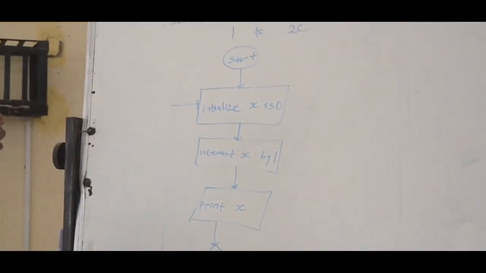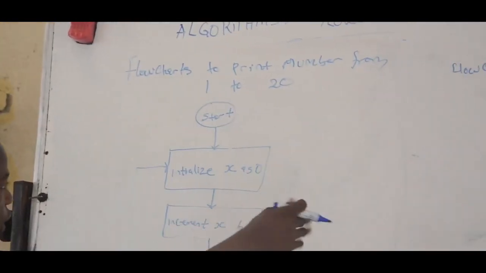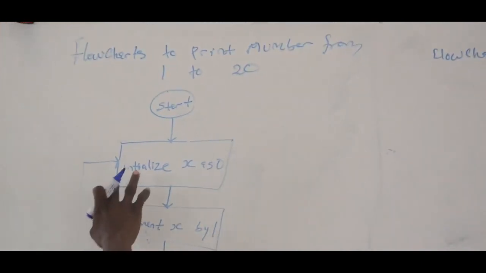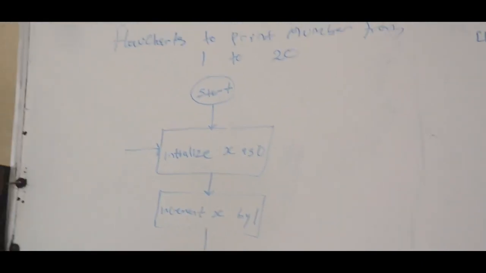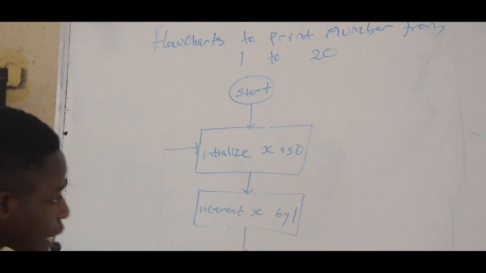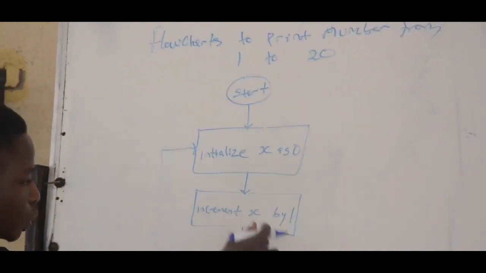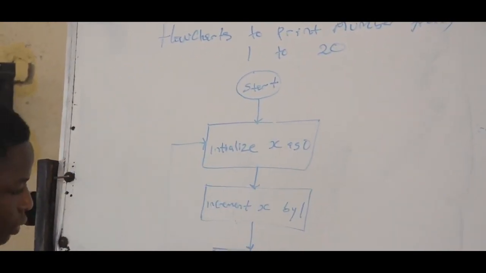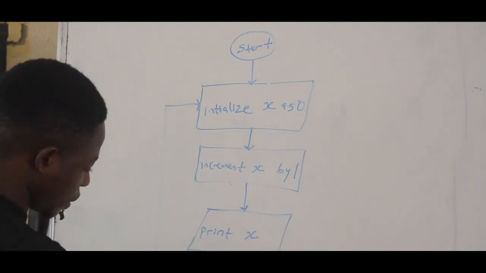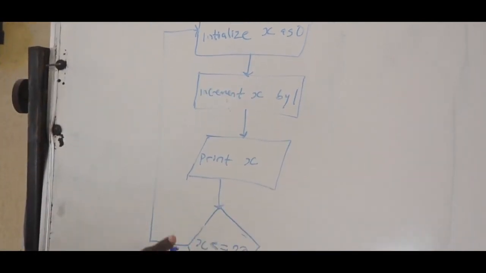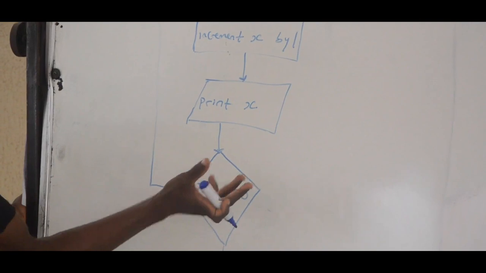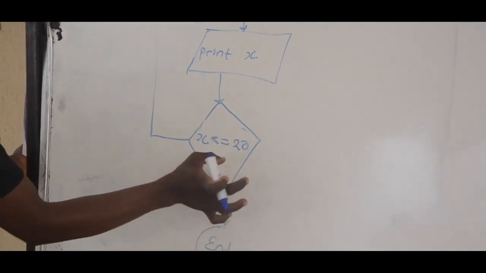Explaining this: your start is the oval shape, and your rectangle is initialize x at 0. We start our x from 0, then we say x should be increased by 1. Then we print 1, 2, 3, 4, 5. But here we now put a conditional, which is a decision shape, which is the diamond.